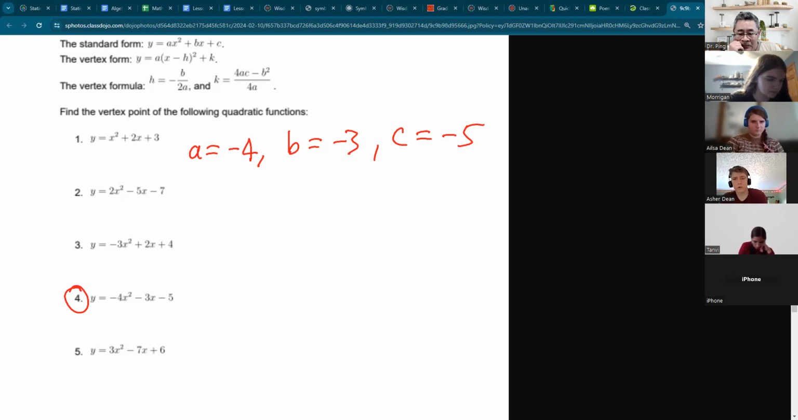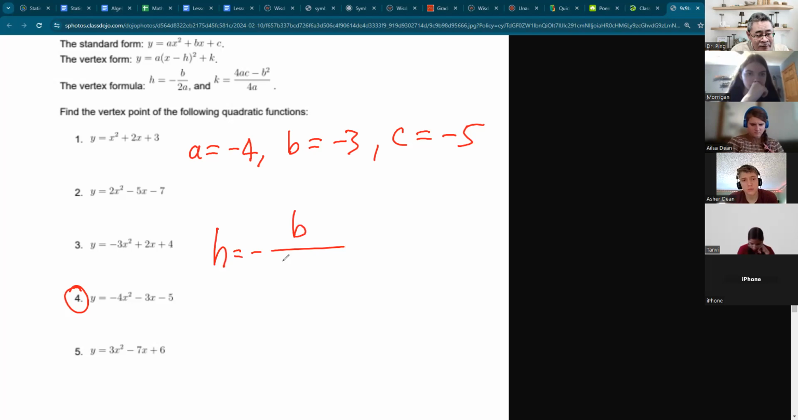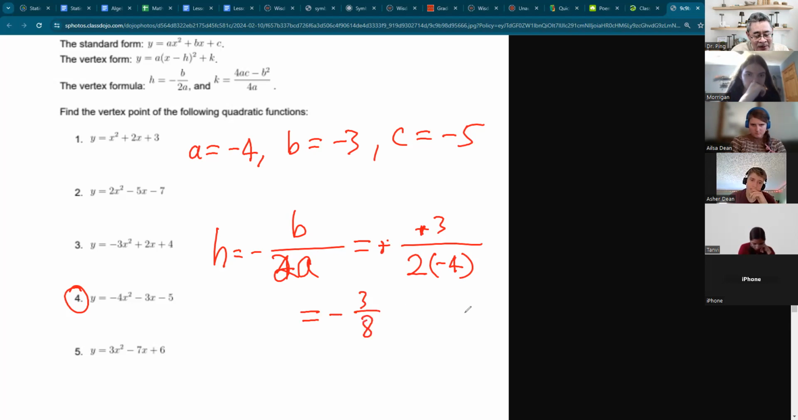Could you explain what I did wrong on the sign for H? Okay, let's look at the H. H is minus B over 2A. So minus here, B is -3, and 2 times -4. Now you can see how many negatives: 1, 2, 3. So this negative makes that positive, then positive over negative, so -3 over 8. Oh, right, that makes sense. So that's what we got for H.